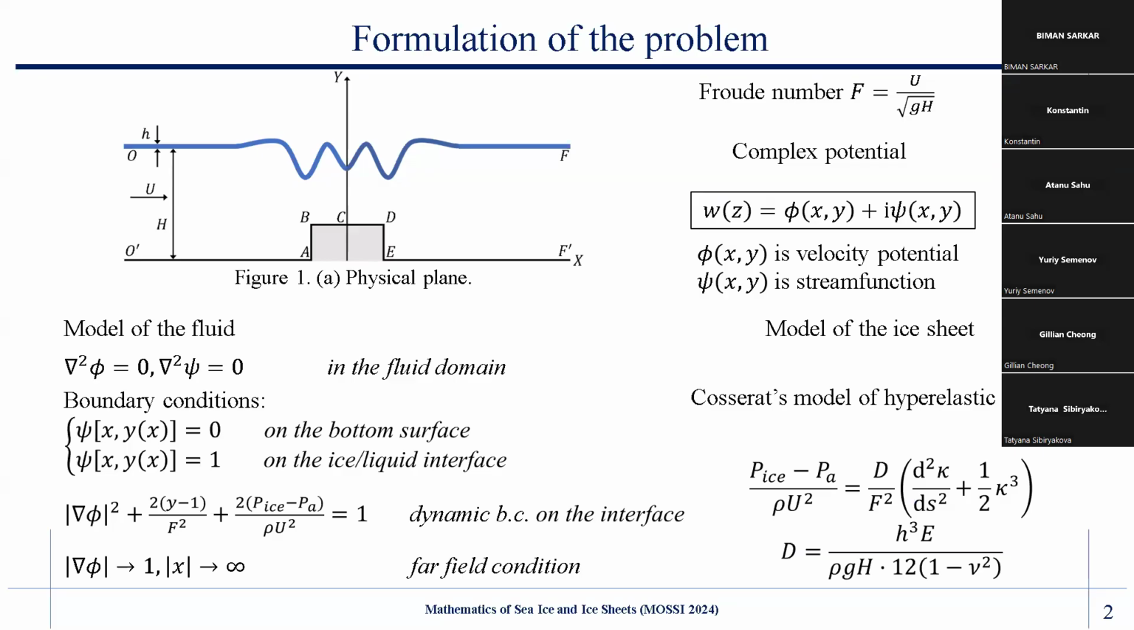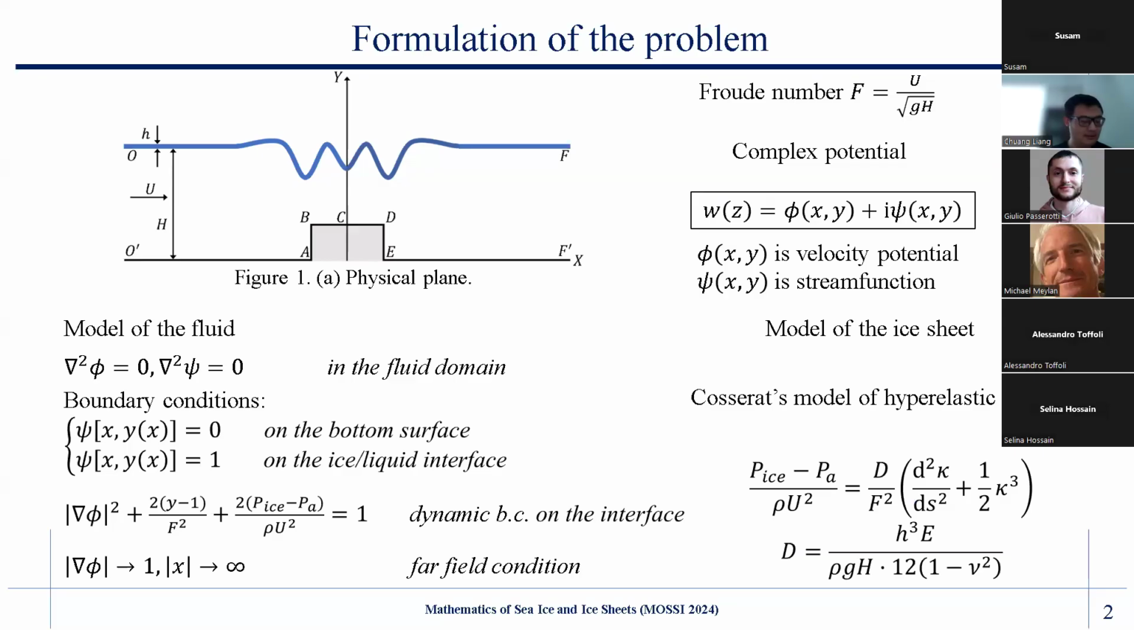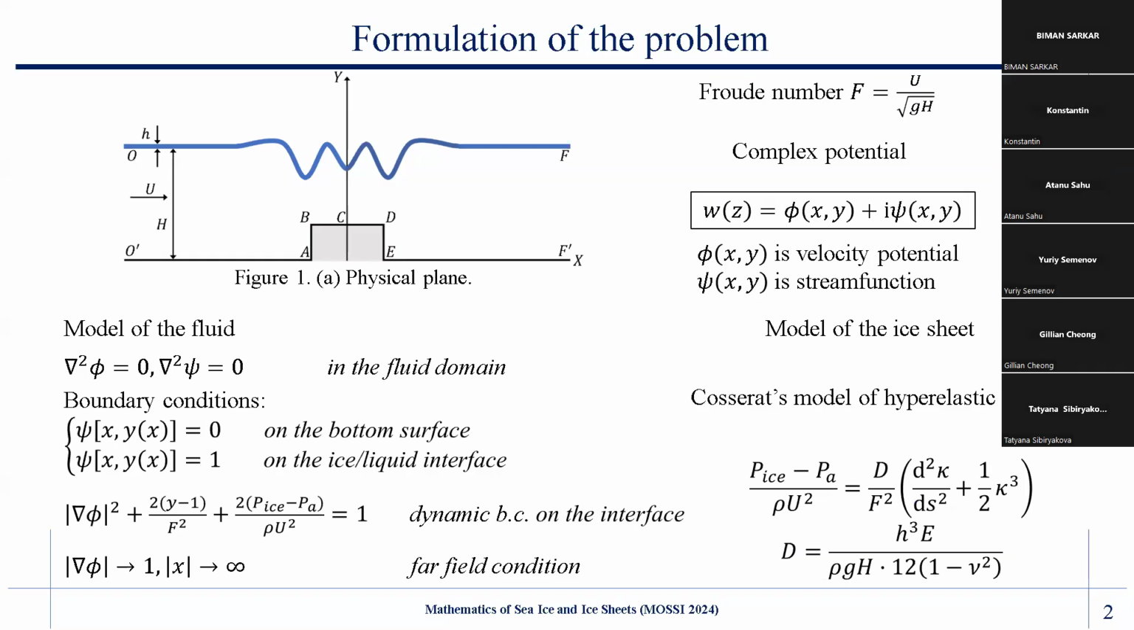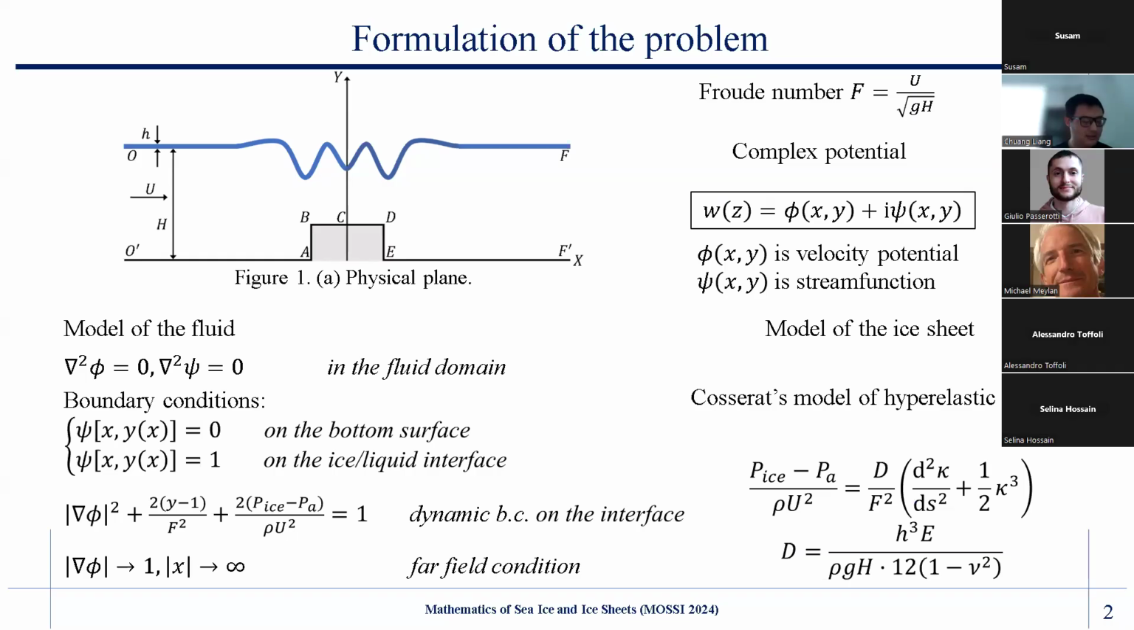Since we choose the inflow velocity as the reference velocity and the channel depth as the reference length, the dynamic boundary condition assumes that the pressure on the interface is the same as the pressure bending the ice sheet. We use Cosserat theory of hyperelastic shells, which relates the bending pressure and the curvature and its derivatives of the interface.